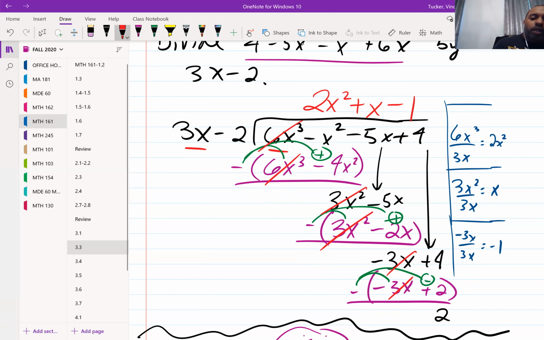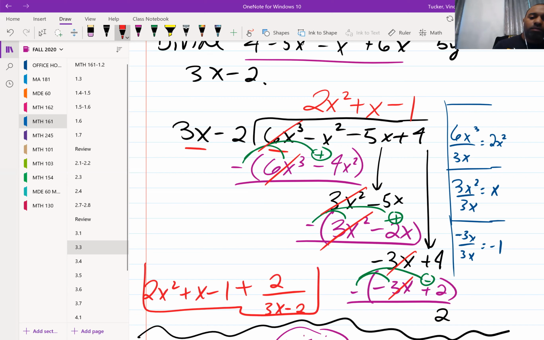All right, so the way we write the answer: 2x squared plus x, let me bring it down some. 2x squared plus x minus 1 plus 2 over what we're dividing by, which is 3x minus 2. All right, any questions, any questions?